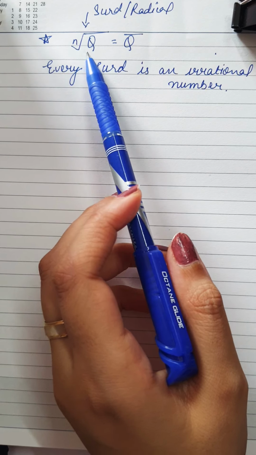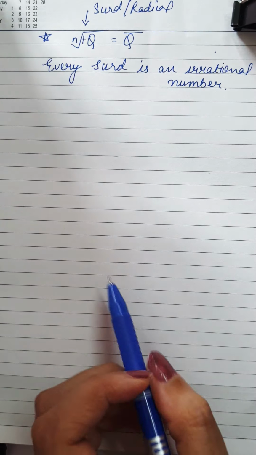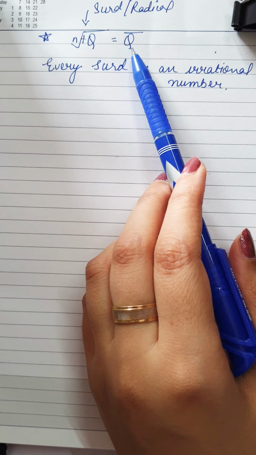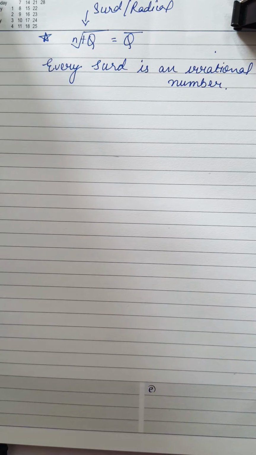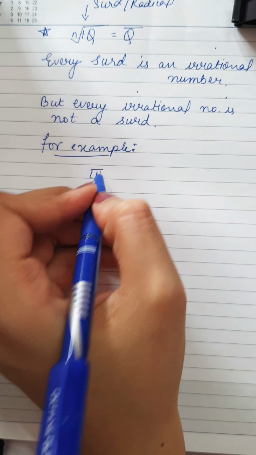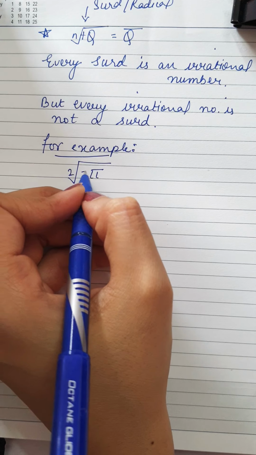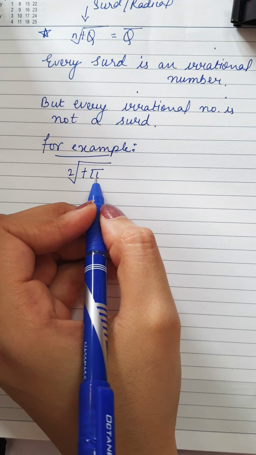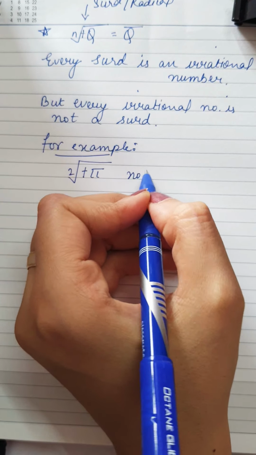Since this representation is known as a surd if it is a positive rational and the answer is irrational, that means every surd is an irrational number, but every irrational number is not a surd. For example, say pi. Pi, you all know it is irrational. Now if I do this, I want a positive rational inside, but pi is irrational, so this is not a surd.